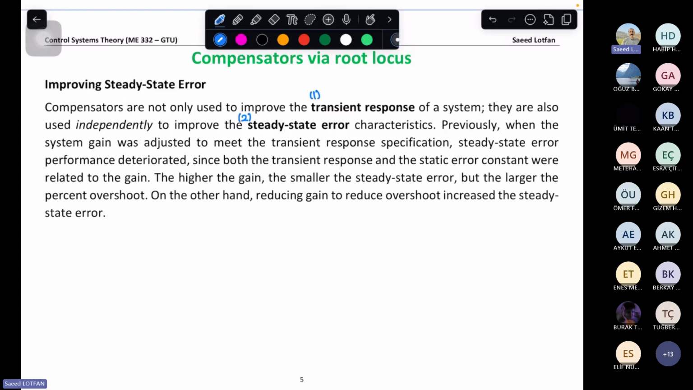So what I have to be careful about is, when designing the steady state error, not to mix up the transient response, or vice versa. When I'm designing the transient response as I want, I should not mix or deteriorate the steady state error.